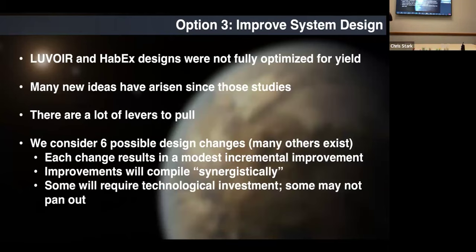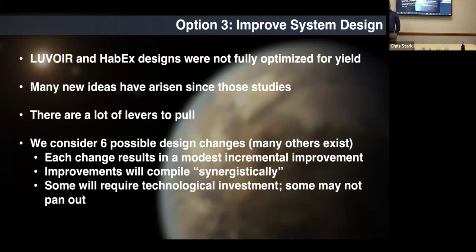Okay, so this moves us to the third option, which is to improve the system design. And what do I mean by this? Well, the LUVOIR and the HabEx studies were really powerful studies that taught us a lot about how to build a mission to directly image exoplanets, but they were limited in scope, time, and person power, and so they were not fully optimized for yield. We've also learned a lot since then. We have a lot of new ideas about what to do, and so we have a lot of lever arms to pull on.